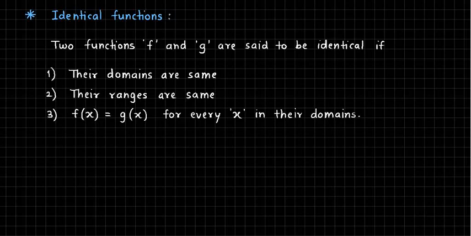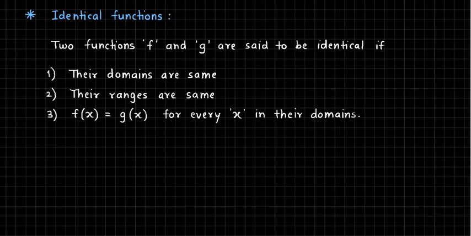So it is not just the expression of f and g which needs to be identical, but basically for two functions to be called identical, their domains should be same, that is domain of f should be same as domain of g, then their ranges also should be same, and for every value of x in their common domain, the value of f of x must be same as value of g of x. Only then we call those two functions as identical functions.